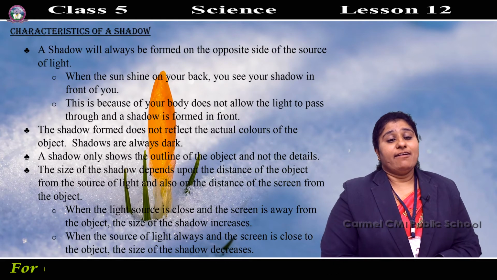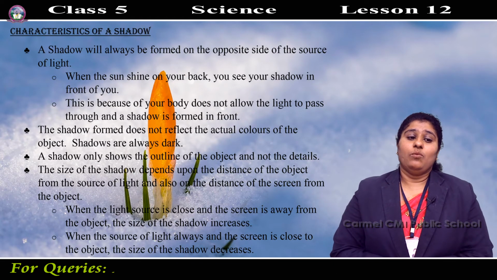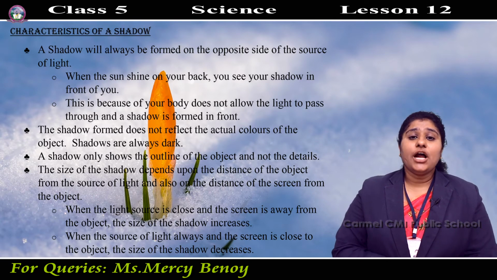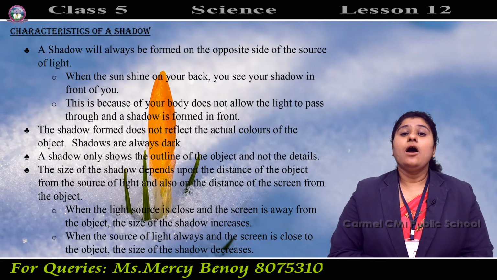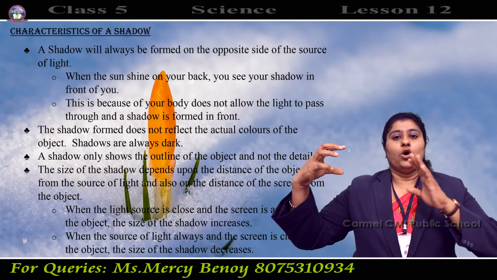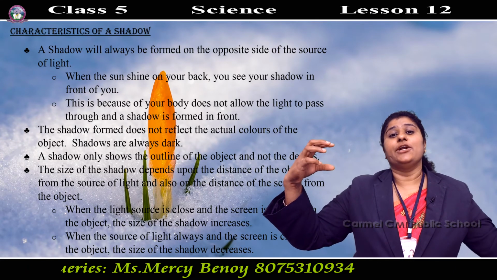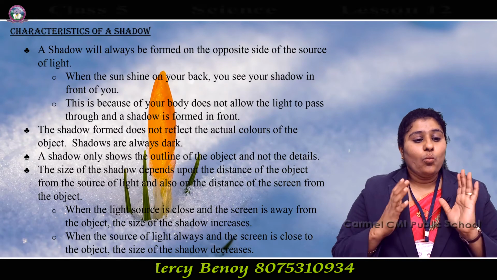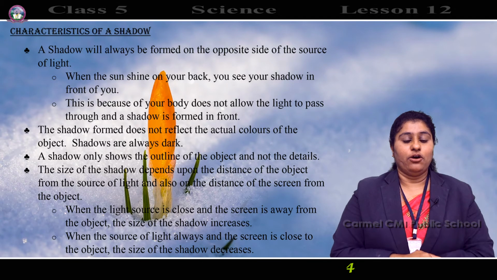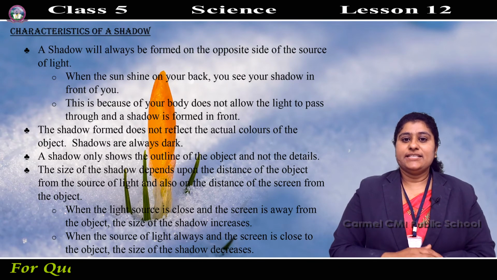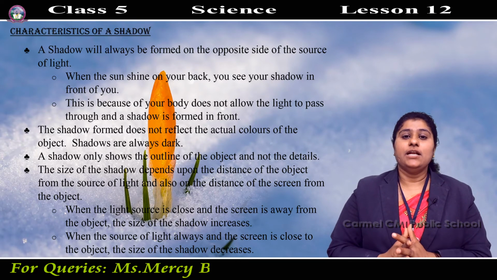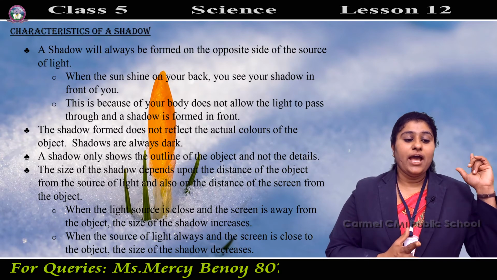What are the different characteristics of a shadow? A shadow will always be formed on the opposite side of the source of light. If the source of light is on this side, the shadow will be formed on the opposite side of the light. Okay. Then when the sun shines on your back, you see your shadow in front of you. If you are standing in front of the sun, you will get the shadow of your back.